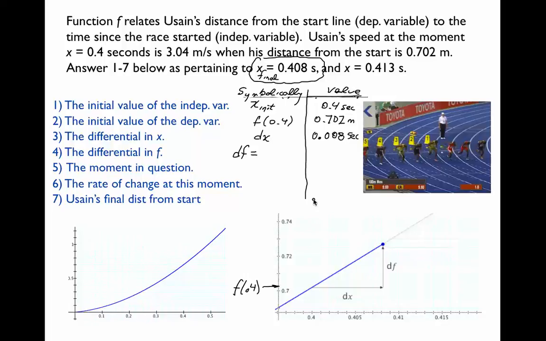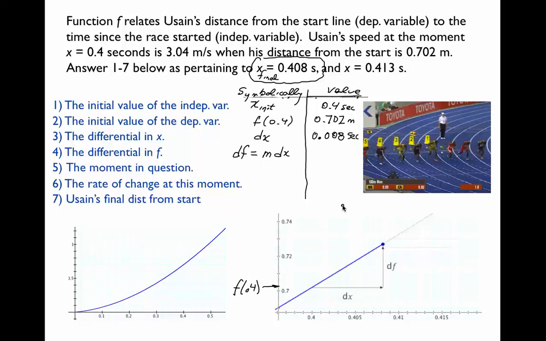Who got df? Raise your hand if you got df. Should be everybody. This is the most important theme in the last week and a half: the change in the dependent variable. Do we have constant rate of change? Yes. Therefore, the change in the dependent variable is our constant rate times the change in the independent. How many people got it before I did it? Good practice. You figured it out. So this has to be at the ready.